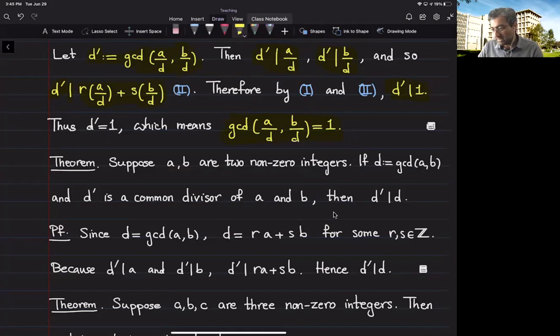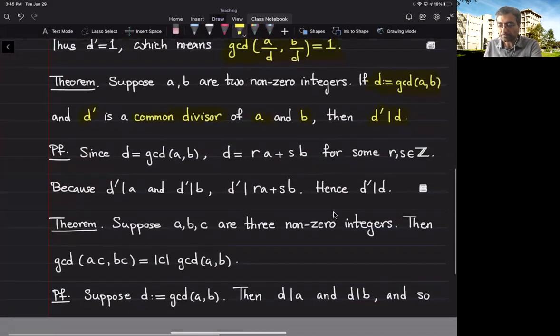So if D is the greatest common divisor of A and B, it is the largest one among all the common divisors, with respect to the partial ordering of divisibility. That's a technical way of saying that if D prime is another common divisor of A and B, then D prime should divide D as well. Okay, let's see how the proof goes.